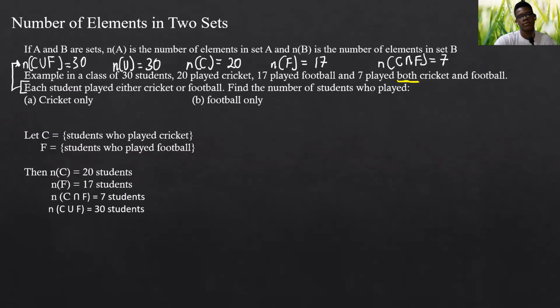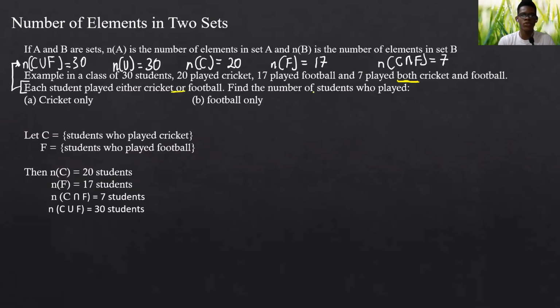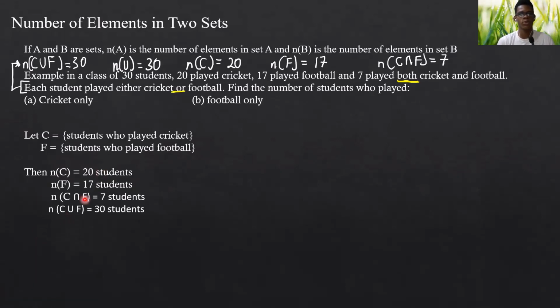And last but not least, the number of elements in C union F is 30, because everyone's playing cricket or football. And as I said before, don't forget these keywords. Or means union, both means intersect, right? You'll see that again pop up later.